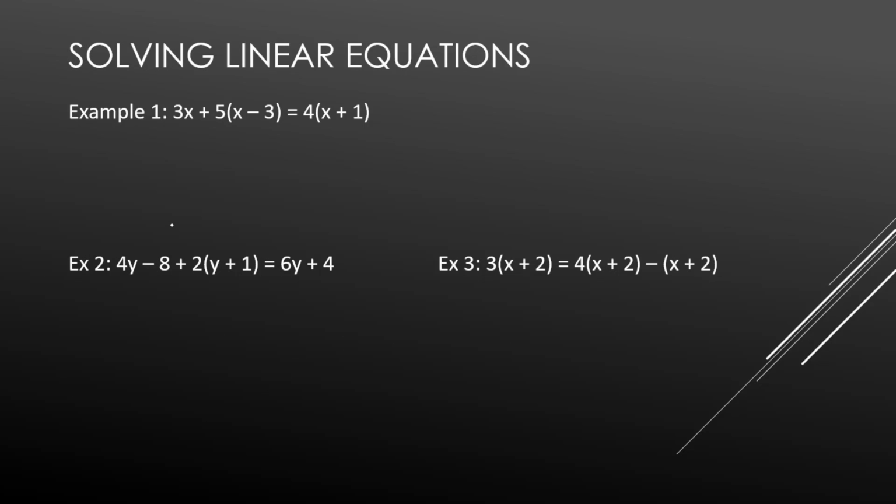So first, we need to know the objective. The objective is to get down to x equals a number. So we need to get all the x's together and we need to get them all by themselves. The first thing I'm going to do is use the distributive property. I'm going to distribute the 5, so that will give me 5x minus 15. And I'm going to distribute the 4, so that'll give me 4x plus 4. Then I'm going to combine like terms.